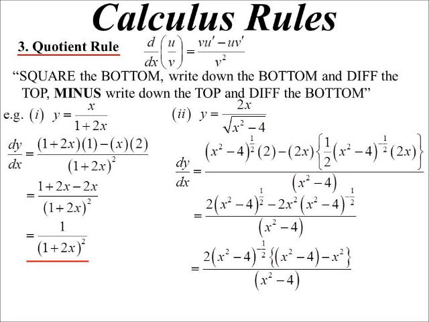Now, if it's a negative power, that means it should be on the bottom. So tidying up the top, I've got x squared minus 4 minus x squared, negative 4, times 2, negative 8. The (x squared minus 4) to the power of minus half has gone to the bottom, but it's also times x squared minus 4. So x squared minus 4, root x squared minus 4.